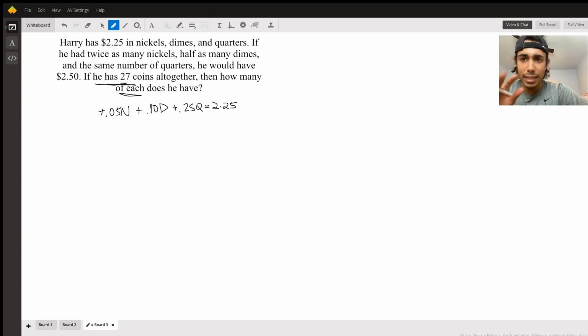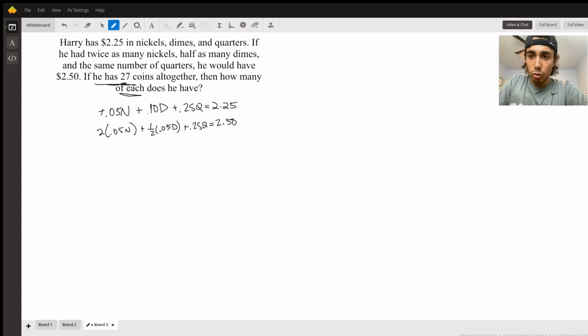Okay, so if he has twice as many nickels, 0.05 per nickel, plus twice as many dimes. Oh no, not twice as many dimes. Whoops. We've got half as many dimes, and the same number of quarters. Our new total would be 2.50. Okay, and the total, nickels plus dimes plus quarters, is equal to 27. All right, and we need to solve for each one.